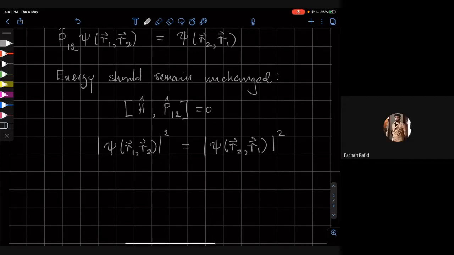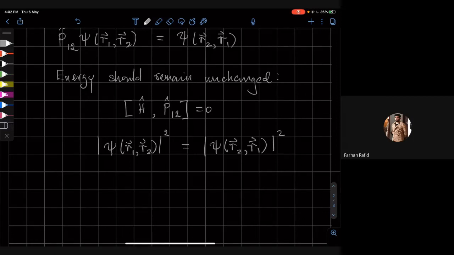The V of R1 and R2, why does that become 0? Because we are considering the case where the particles are free, so they're not interacting. I mean, because of the ideal quantum gas. What we're saying so far is actually independent of whether V is 0 or not.